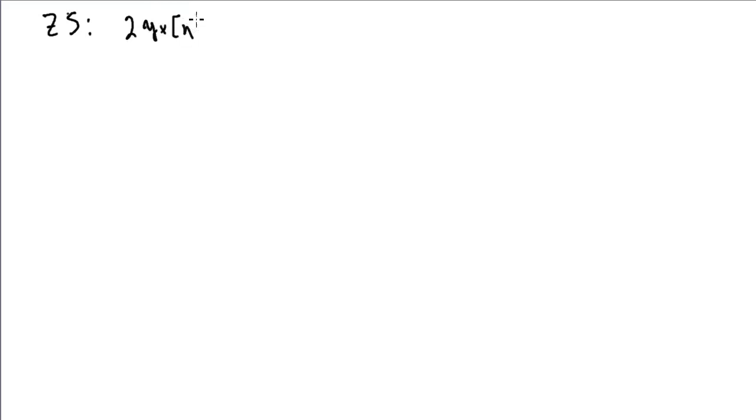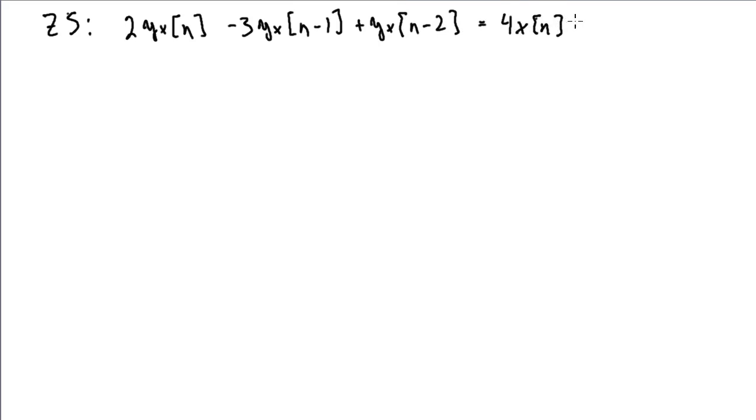I'll use the subscript x to indicate that this is the portion of the response due to the input, and just rewriting my difference equation, 2y of n minus 3y of n minus 1 plus y of n minus 2 is equal to 4x of n minus 3x of n minus 1. I want to take the z transform of this, but in this component all my initial conditions are 0, so this just becomes 2y of x.